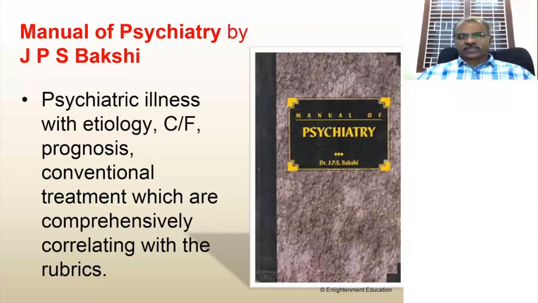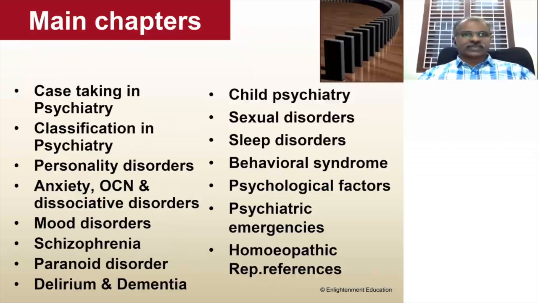And another question: a lie by an adult for a reason and a casual lie by a child, is there any difference in rubric? If it is a habit, then only we can take the rubric liar. Otherwise, it is better not to take the rubric. And these are the main chapters in this.